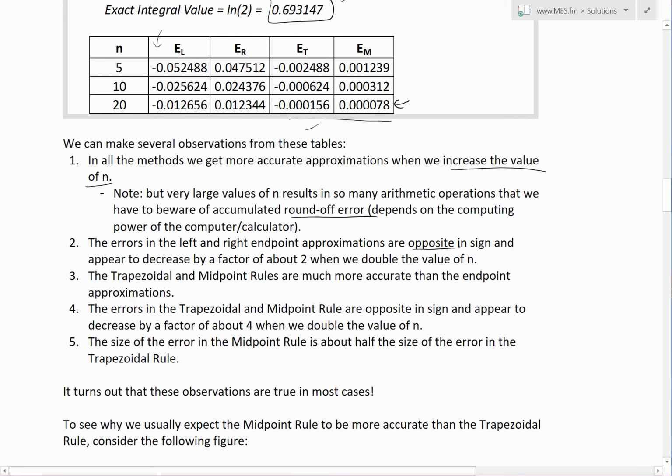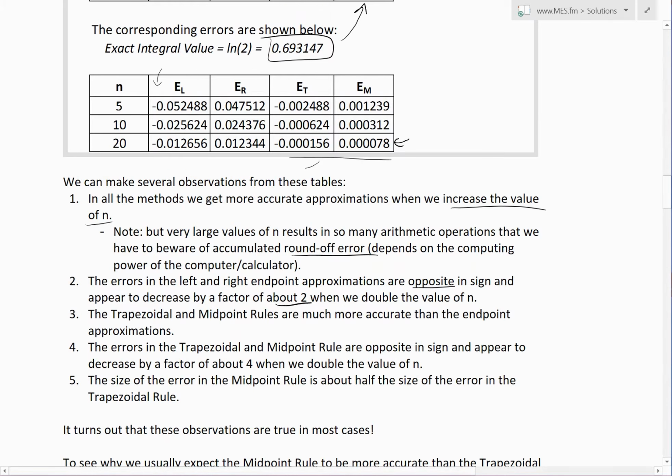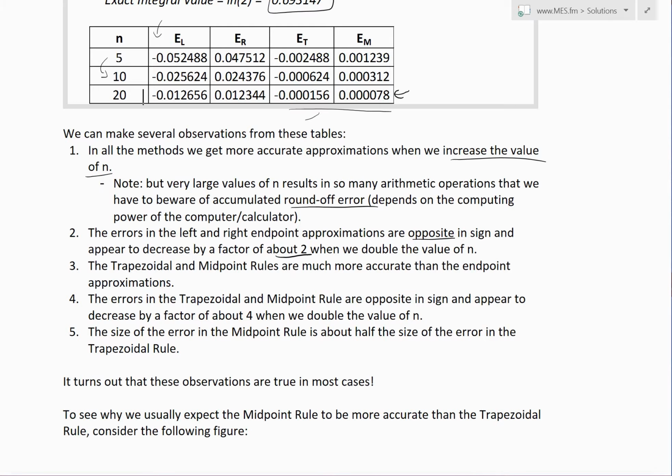So they're opposite in sign and appear to decrease by a factor of 2 when you double the value of n. As you can see, when you double it here, you get this part right here. This is like 0.05, 0.02, and then divided by 2 again. We're basically dividing by 2. We get to here, divide by 2, and we get over here. So these are going smaller and smaller by 2 every time we double.